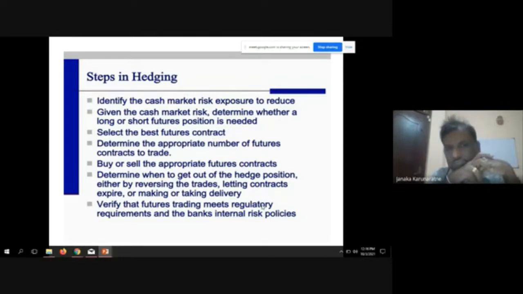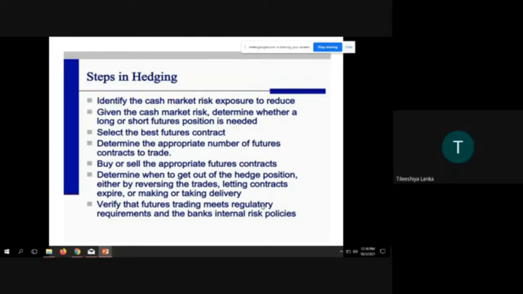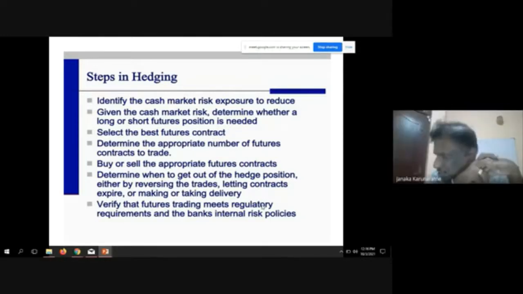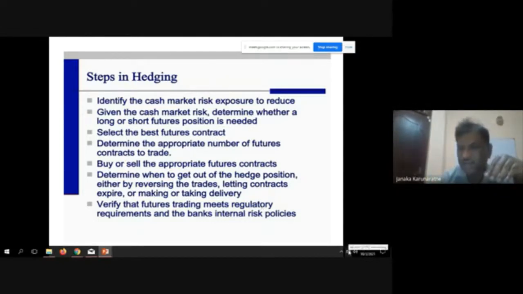When the interest rate increases, then it goes down. Sorry? What is the risk to you? Can someone tell me?